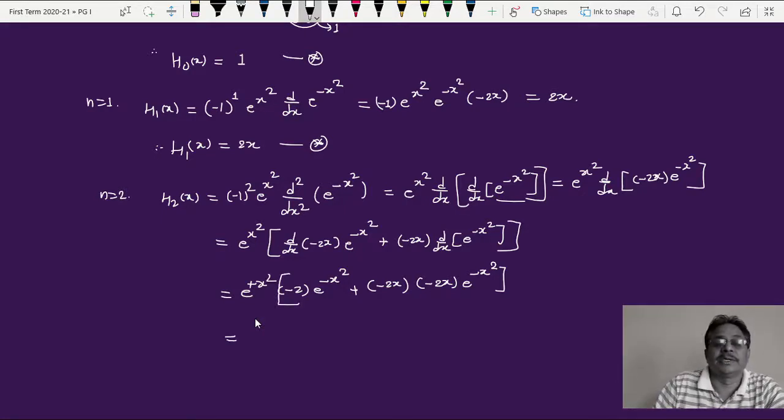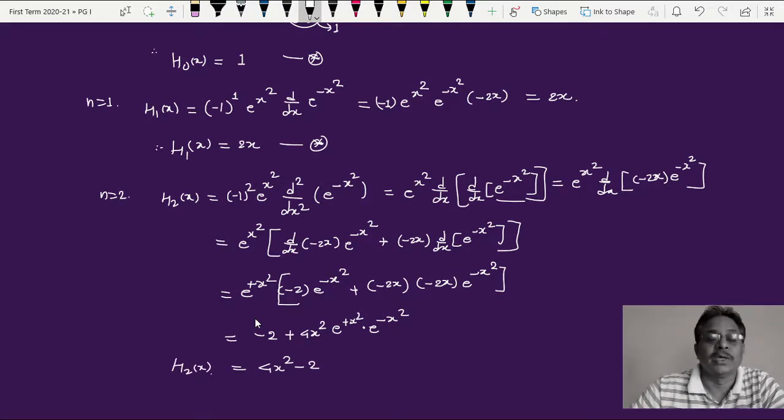Solving this further, e raised to minus x square and e raised to plus x square is 1, so it is simply minus 2 there in the first term. Then minus 2 into minus 2 is minus 4x square, so it is plus 4x square, and this is e raised to plus x square multiplied by e raised to minus x square. So this again cancels, and we get a simple term 4x square minus 2. So this is my h2 of x.